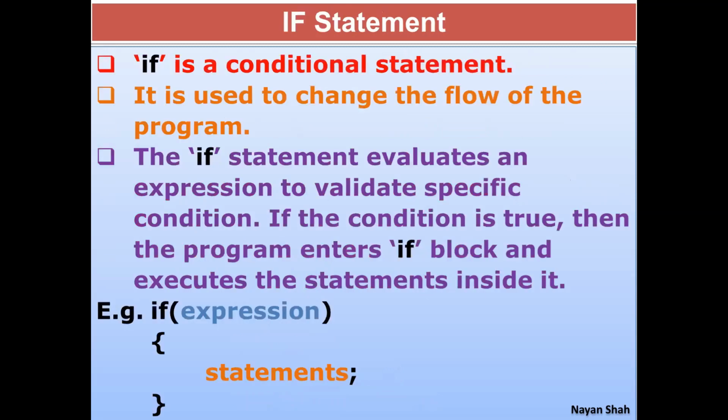The if statement: if is a conditional statement. We say that if there is rain, we need an umbrella. So it's a conditional. If this happens, do this; if this does not happen, do something else. So that is a conditional statement with only two possible answers, true or false. It is used to change the flow of the program. In a programming language, if is used to change the flow of the program.